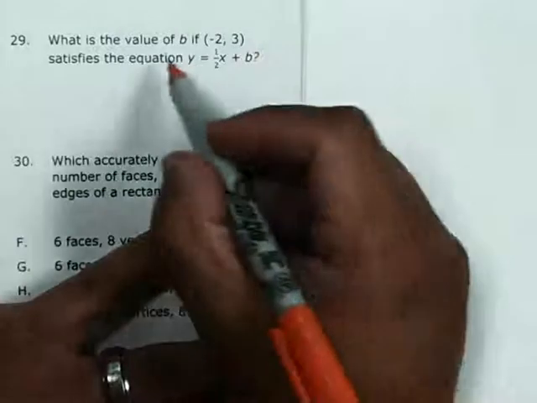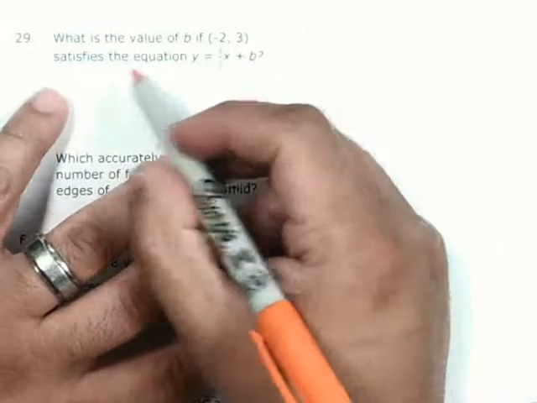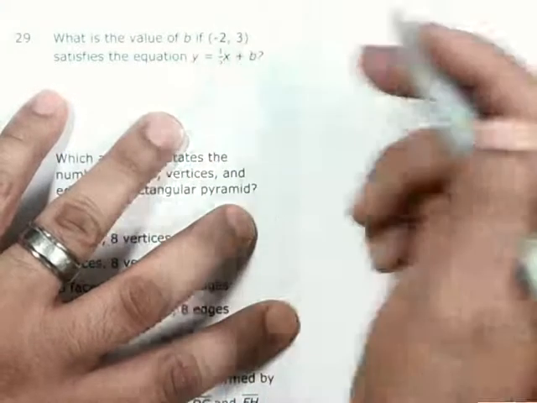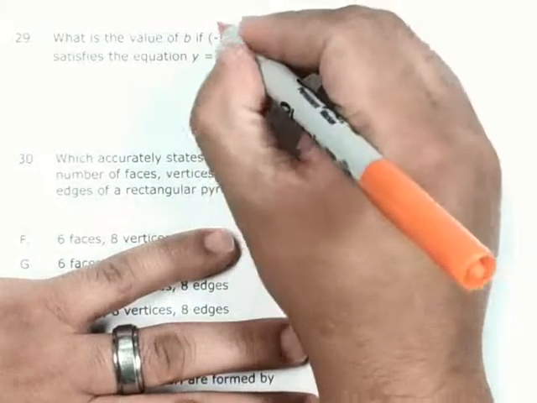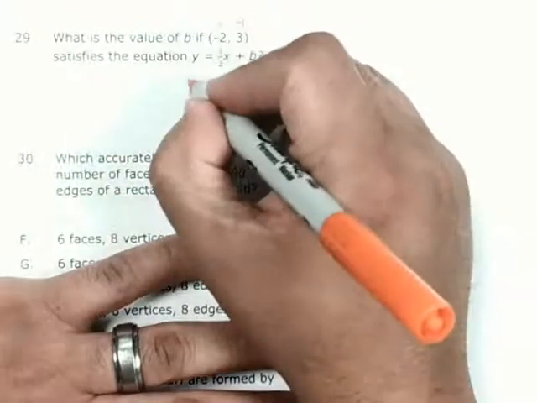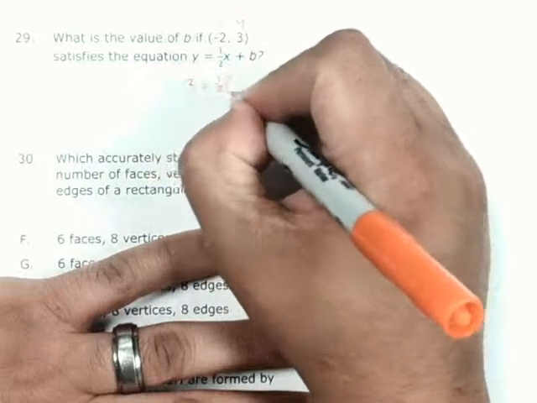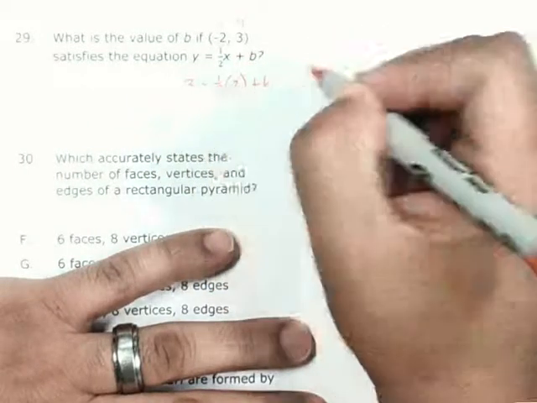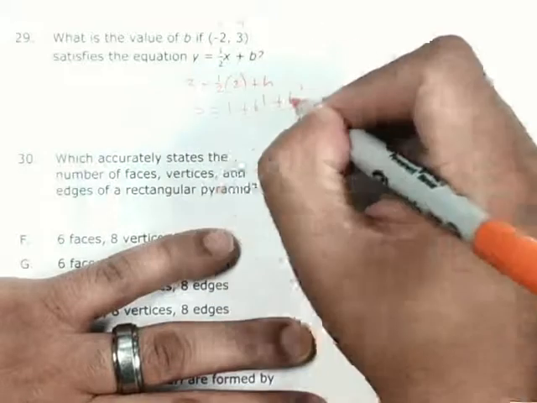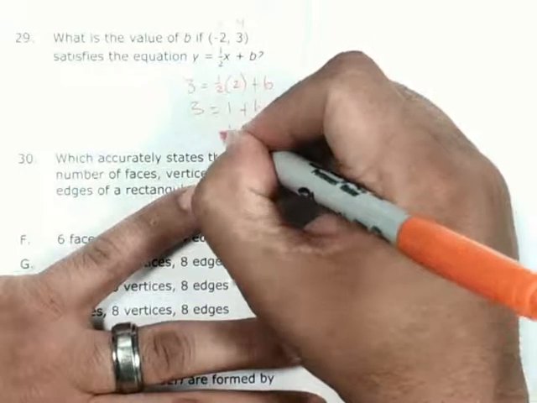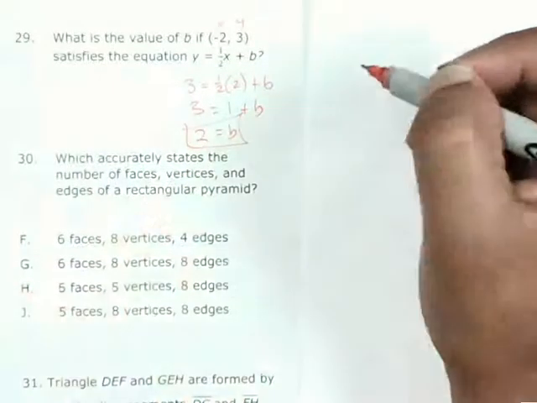Alright, number 29, what's the value of b if (-2, 3) satisfies the equation y = 1/2 x + b? So this is our x value, this is our y value, this is just a substitution. 3 is equal to 1/2 of 2 plus b. 1/2 of 2 is 1. Subtract the 1, b is going to be 2.